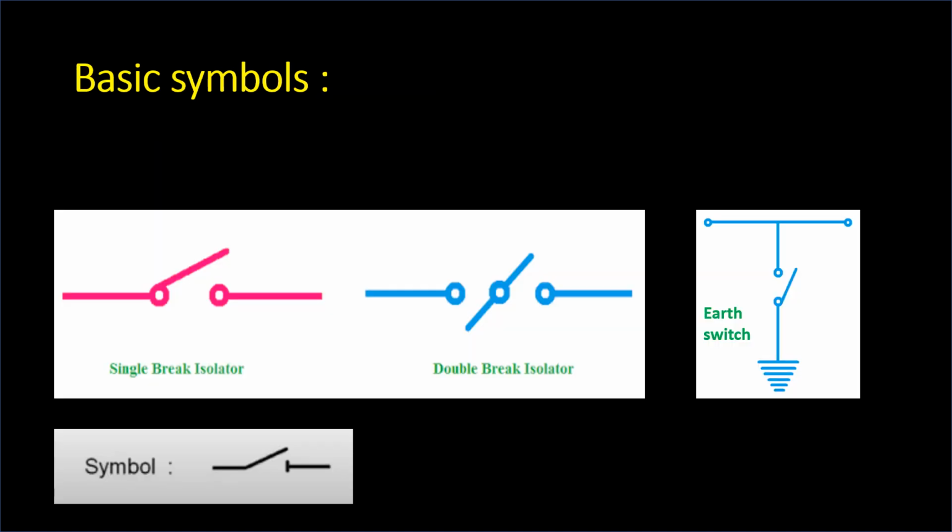Here main basic symbols are shown related to isolator or switch. Generally isolators are of two types. One is single break and the other one is double break. Both types of isolators are symbolically represented here, and you might have found this particular symbol in the previous slide, and that is of earth switch.